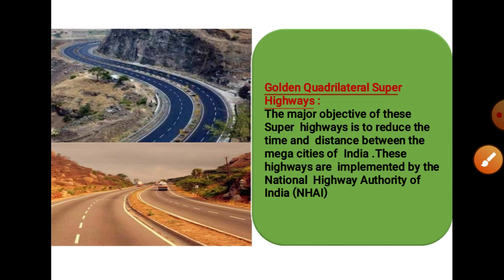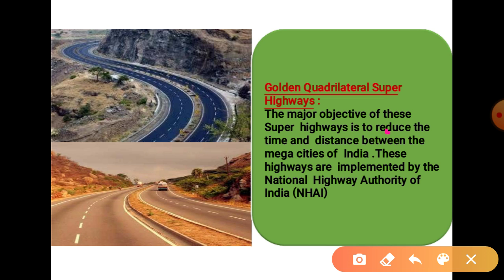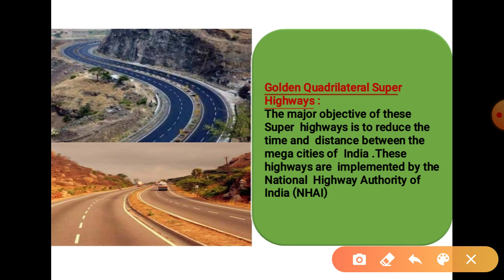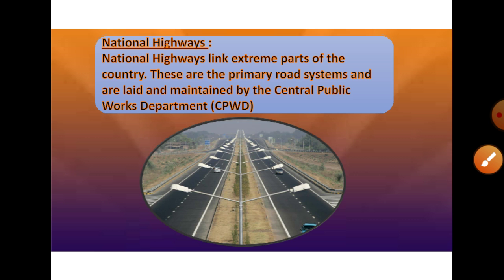The major objective of the super highway, or we can say the golden quadrilateral, is to reduce the time and distance between the mega cities of India. These highways are implemented by the National Highway Authority of India, the NHAI. It means the responsibility for the construction of roads and their maintenance, each and everything, is done by the NHAI.